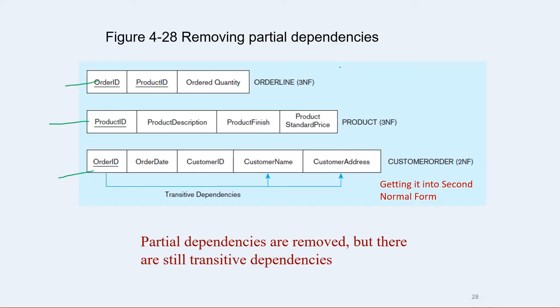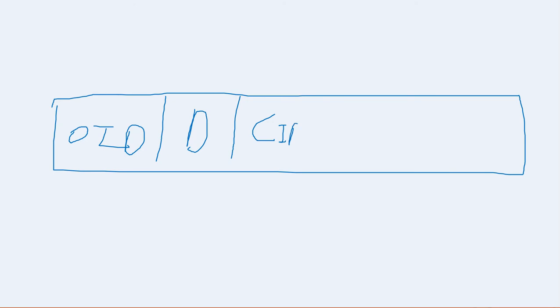This is perfect right here. You have order ID. So let me draw that. You have order ID, and next to it you have order date, and then you have customer ID, and then you have customer address and customer name. Okay, so in 3NF what it says is that you cannot have a primary key, which is this.